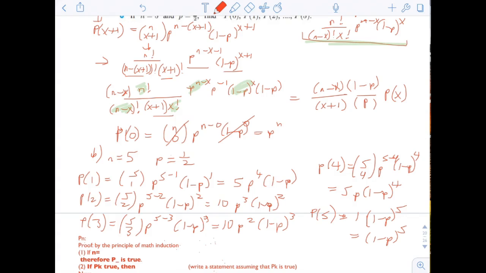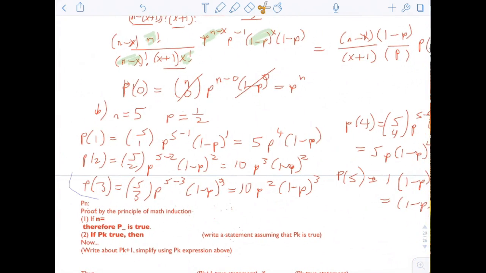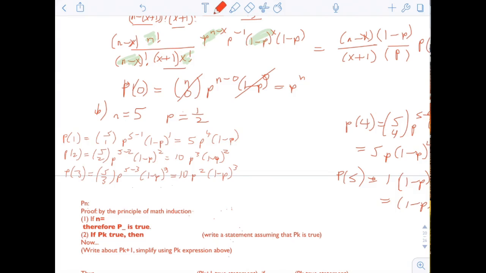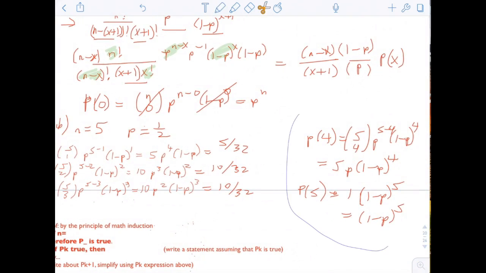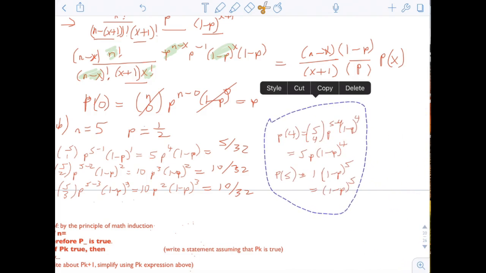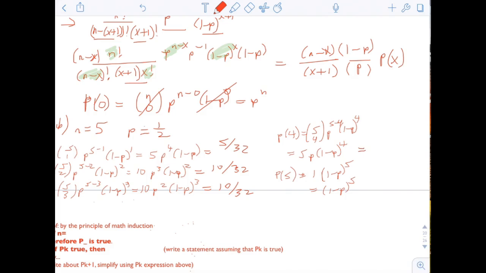Oh, they gave us p. It's 1 half. So let's simplify that a little bit. Okay, so this one is 5 times 1 half to the fifth. 1 half to the fifth is 1 over 32, so it's 5 over 32. This one would be 10 over 32. Do you see how both p and 1 minus p, when p is a half, are a half? So we just end up with Pascal's triangle numbers here. We get 5 divided by 32, 10 divided by 32, 10 divided by 32, 5 divided by 32, and 1 divided by 32.